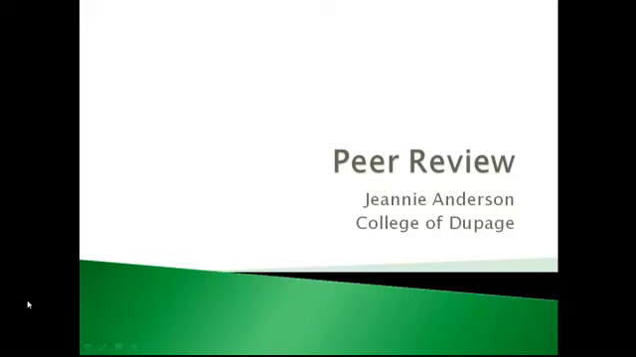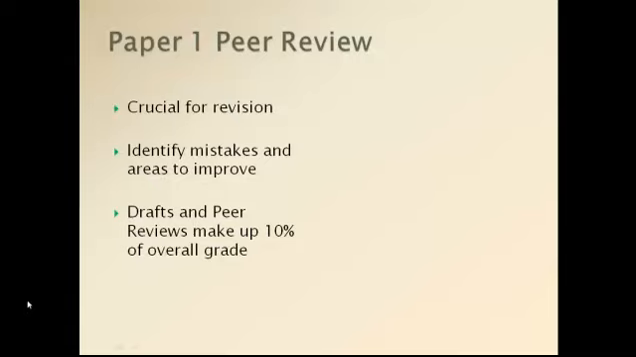Peer review. The peer review process is an integral part of the writing process and is crucial for revision. It familiarizes you with the writing of your peers and allows you a basis of comparison. Seeing a classmate's work can confirm that you're on the right track or give you ideas on how to improve. It will also help you become a more conscientious editor, which can help you revise your own work.